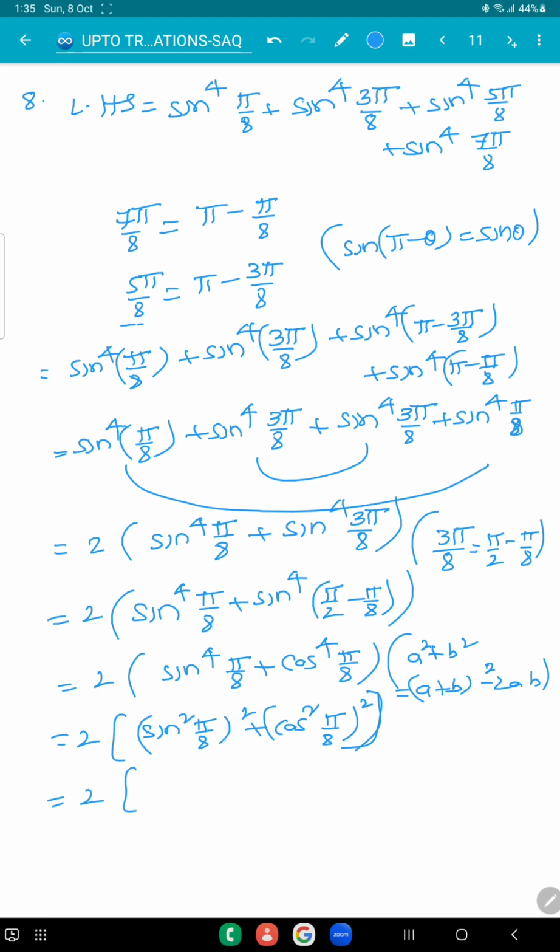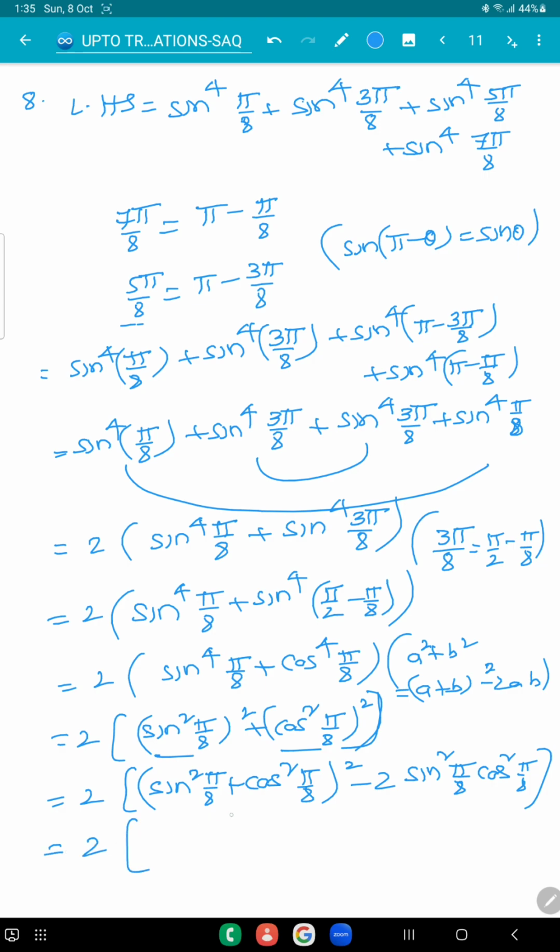So 2 into a square plus b square, a is sine square pi by 8, b is cos square pi by 8. So a plus b whole square, a plus b whole square minus 2ab, cos square pi by 8. Sin square theta plus cos square theta is 1.